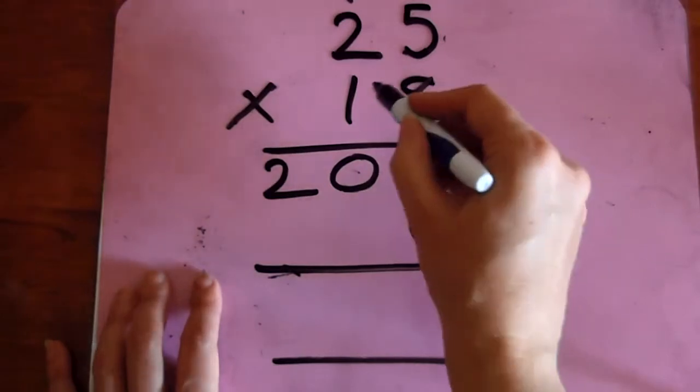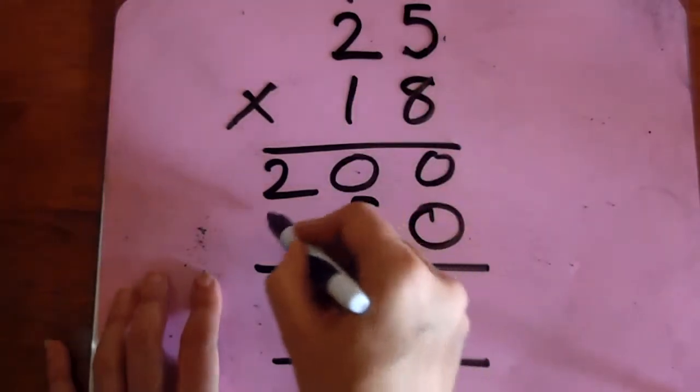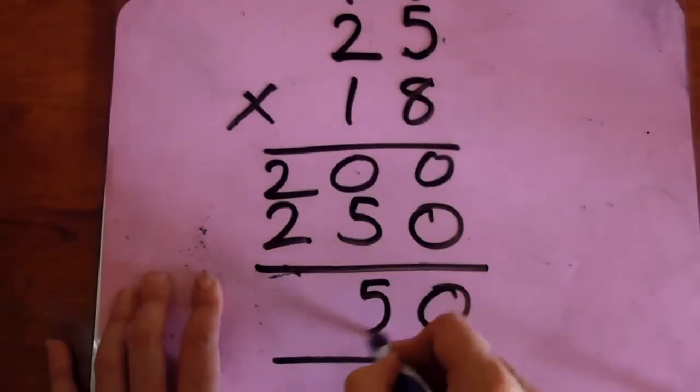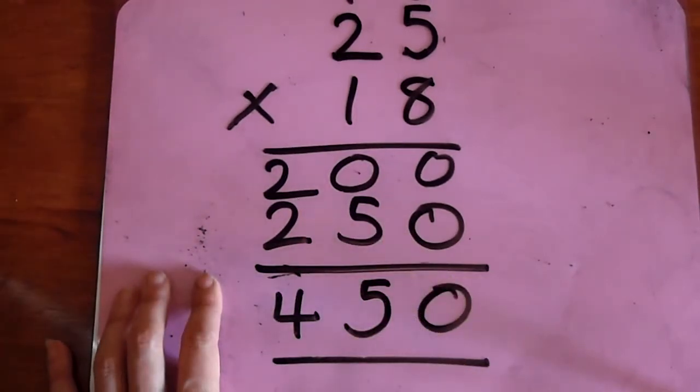So let's just do that again. Once 5 is 5, once 2 is 2. Add these up, there's the answer. And that is multiplication.